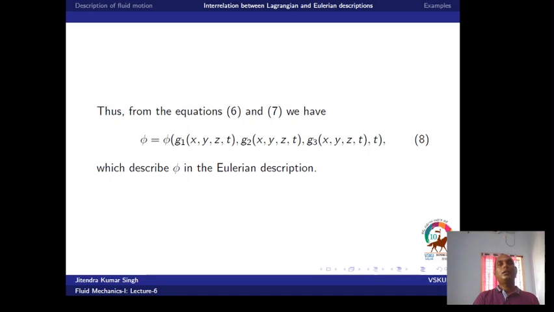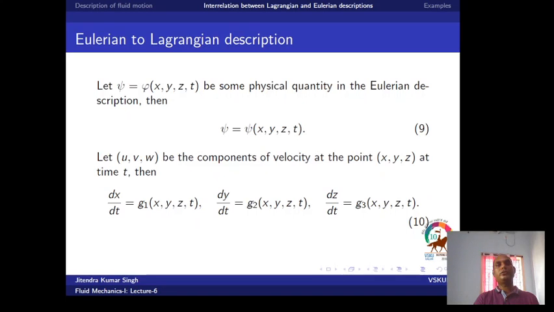Now we shall discuss if a quantity is given in the Eulerian description, how we shall describe the same quantity in the Lagrangian description. So suppose psi be a quantity in the Eulerian description. So psi must be a function of the space coordinates x, y, z and time t. Now suppose u, v, w are the components of velocity at this point x, y, z at time t. Then we know that in the Lagrangian description, u, v, w are expressed as u equal to dx by dt, v equal to dy by dt, and w equal to dz by dt.